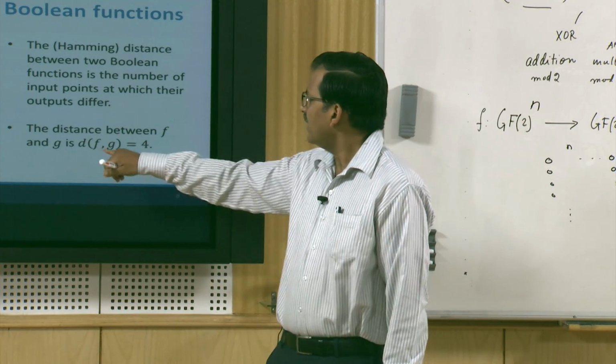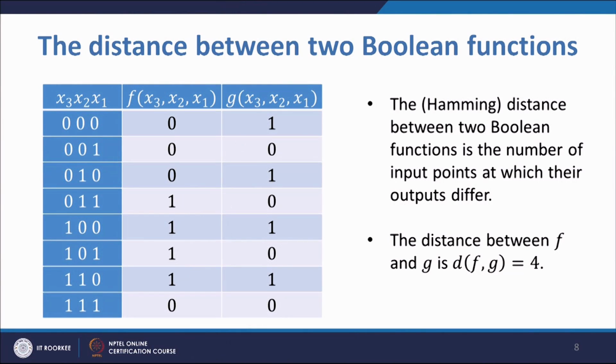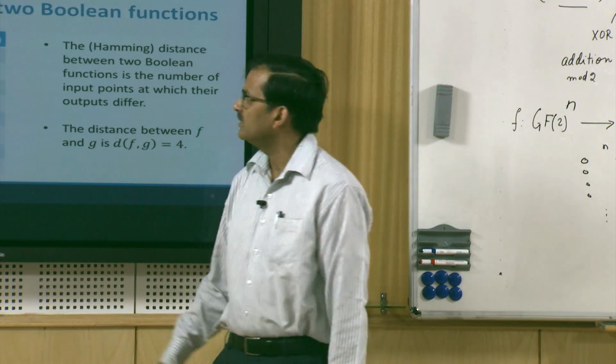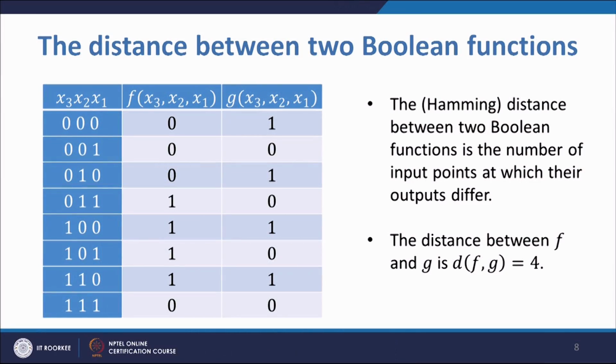So, the Hamming distance of f and g is 4 here, because there are 4 places where the functions do not match. If we check in this table, we see that in the first place the functions do not match, and the third place the functions do not match, the fourth place the functions do not match, they match here. So, I have already counted 3, and there is a last place here, the sixth place where the functions do not match, and so therefore, the Hamming distance is 4.